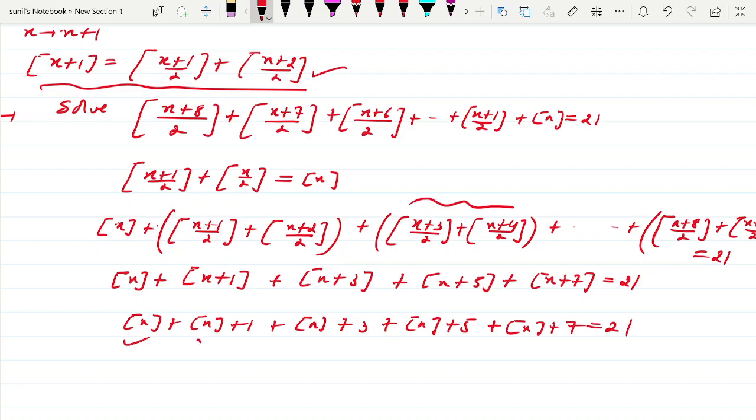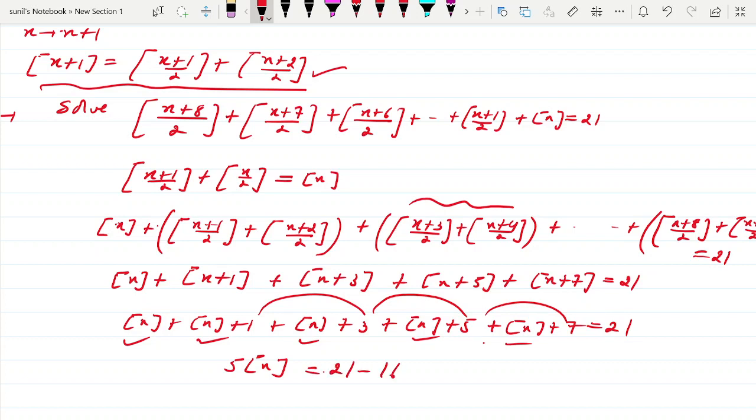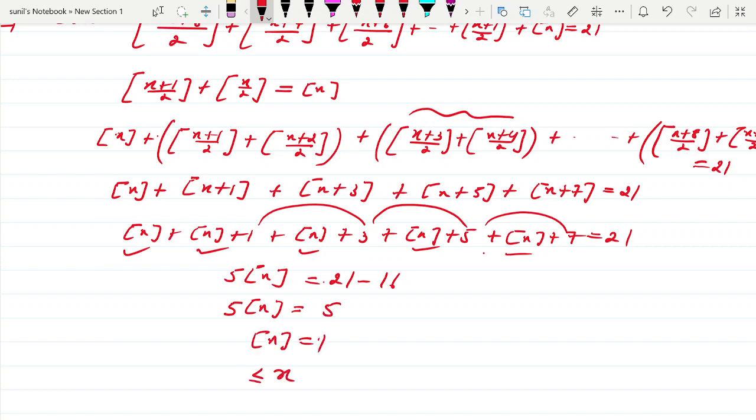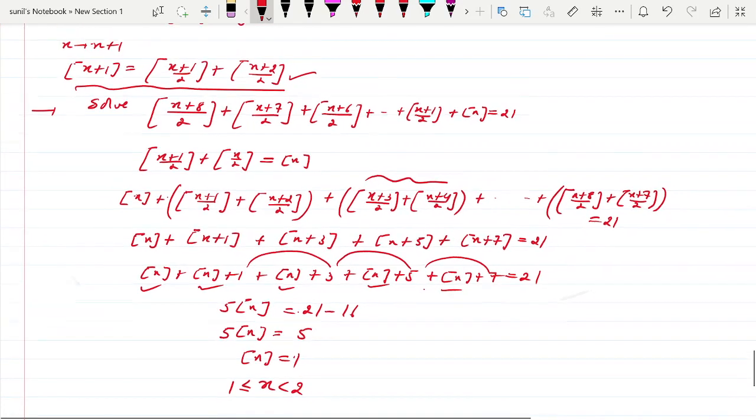Now let us add it here. 1, 2, 3, 4, 5 times of bracket x, and this is 3 plus 1 is 4, 9, 16, minus 16. Okay, if I do this, and now 5 times of bracket x. Now if I subtract 16, it is I think coming out to be 5. Yes, bracket x is 1, so my x is greater than or equal to 1 and less than 2. Now this is the solution, guys.